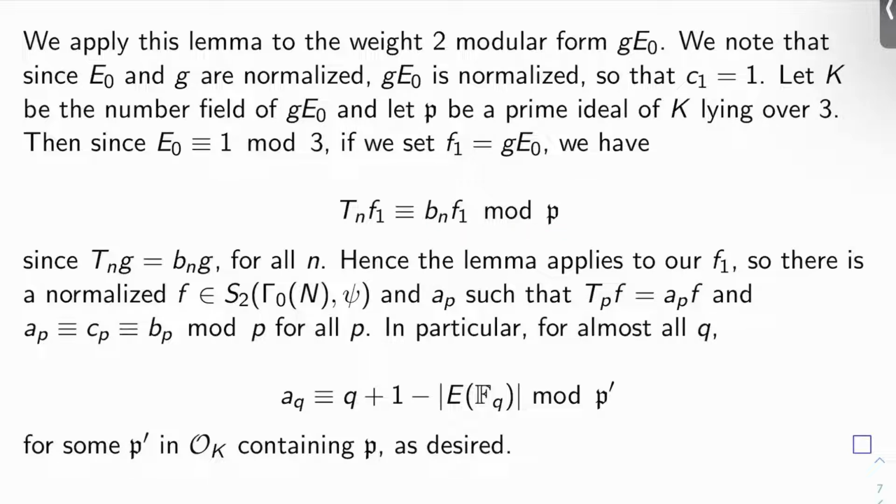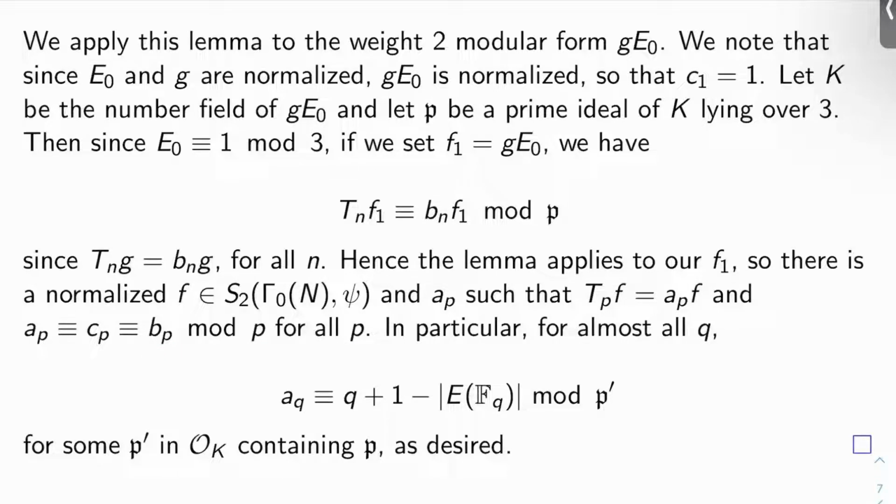And the reason for that is simple. T_n G is equal to B_n G for all n. We already know that, combined with this fact. And so the lemma actually applies to our F1 then. Well, what does the lemma give us? It gives us a normalized F in S_2(Γ0(N), ψ) and A_p such that T_p F equals A_p F, and A_p will be equivalent to C_p, which is equivalent to B_p mod P for all primes p.